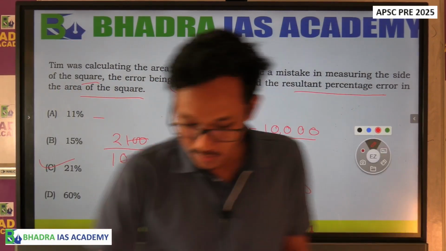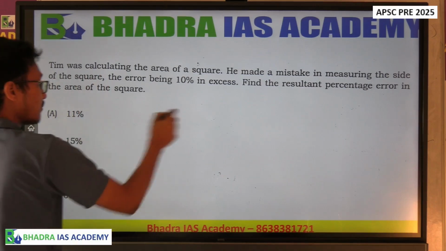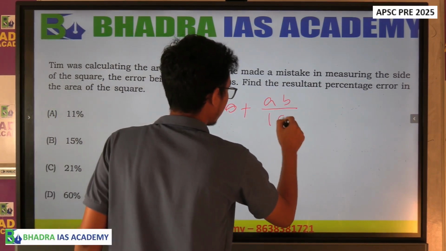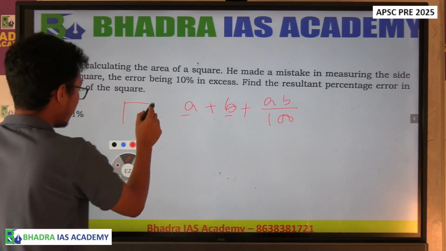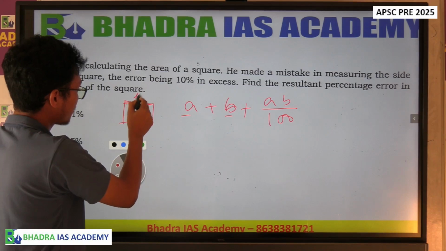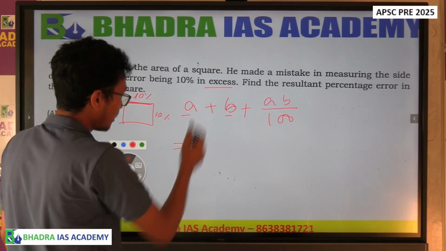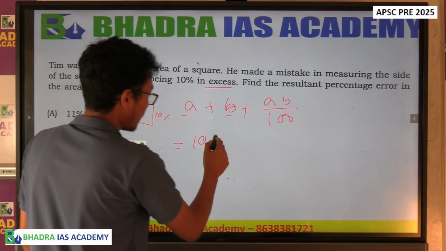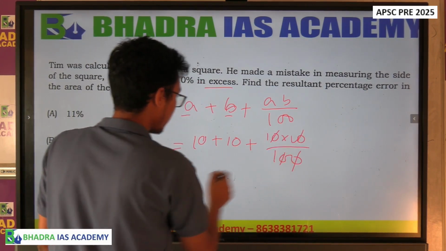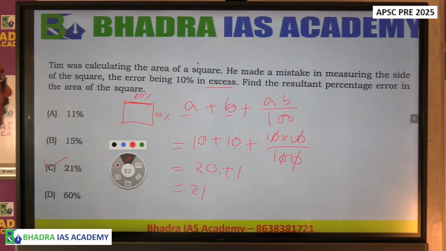Okay, now I will also show you the formula we discussed earlier: a plus b plus ab by 100. Here we put a and b, the percent change in the two sides. Since it is a square, we changed each side by 10%, which is an increase, so plus. So this is 10 plus 10, and again plus 10 into 10 by 100, the zeros cancel, so this is 20 plus 1 into 1, which is 1. So 21, another way to get the answer.